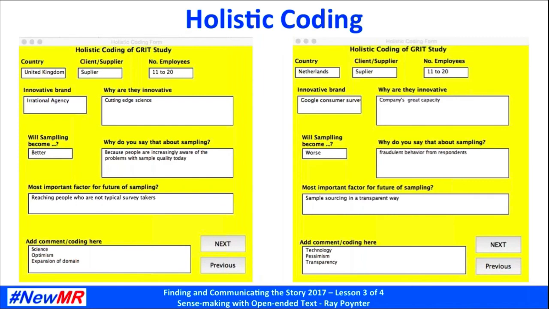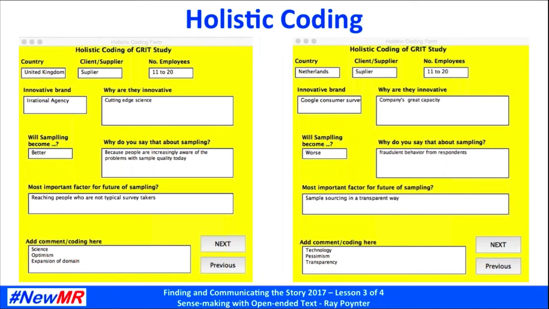Next person we go through, from the Netherlands, supplier 11 to 20, Google Consumer Surveys, company's great capacity. I think sampling is going to be worse because of fraudulent behavior of respondents. Most important, sampling source in a transparent way. So I'm going to code that with they're a technology person, but they're basically pessimistic. And a key factor with these people is transparency.